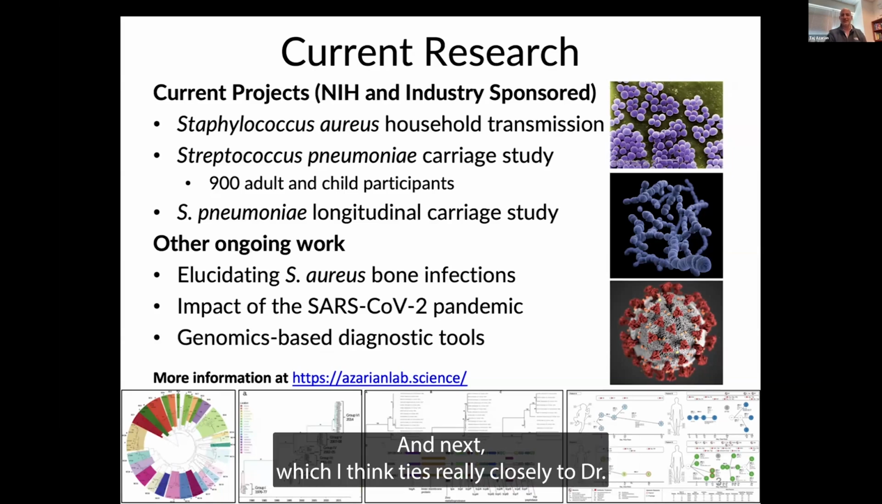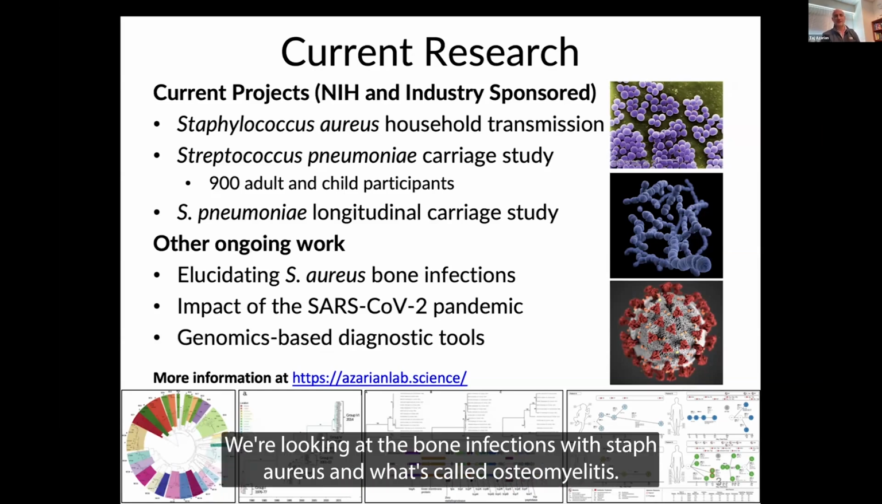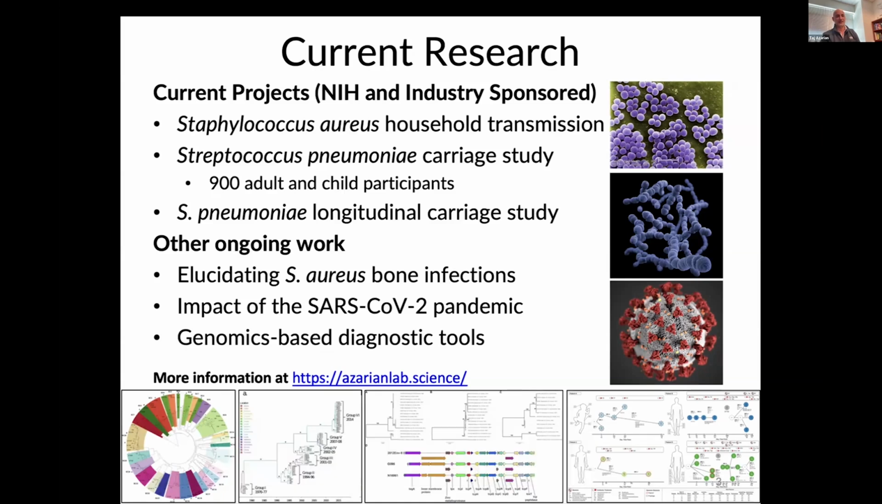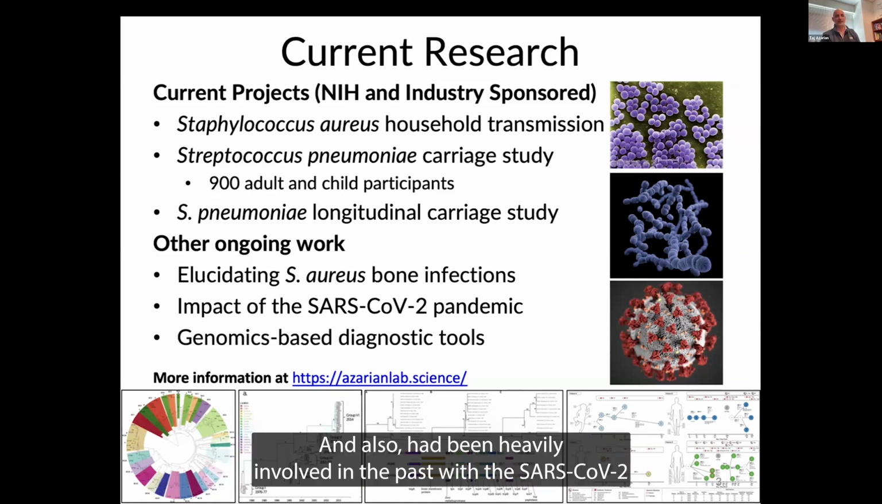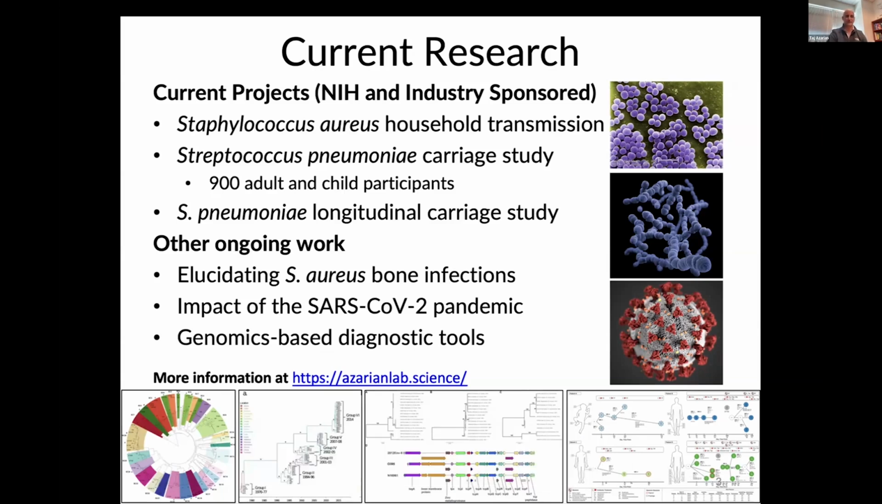And next, which I think ties really closely to Dr. Razavi's presentation, we're looking into bone infections with Staph aureus and what's called osteomyelitis, and also had been heavily involved in the past with the SARS-CoV-2 pandemic. That'll be showing a little bit more of that research.